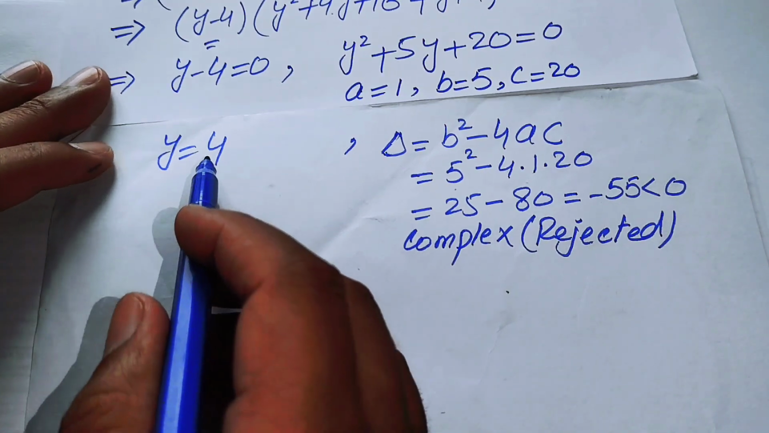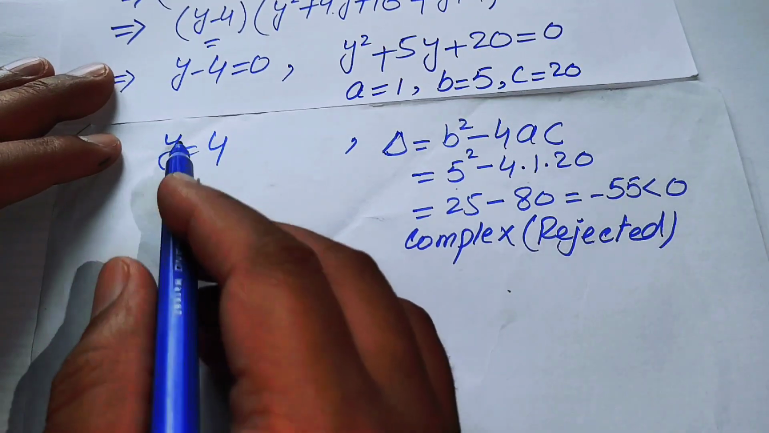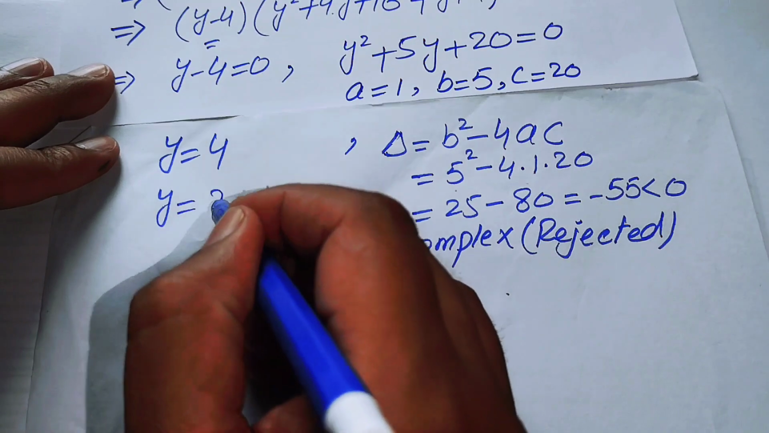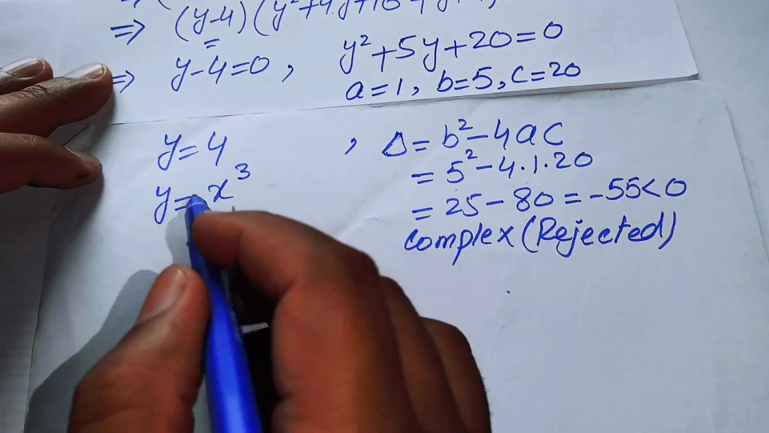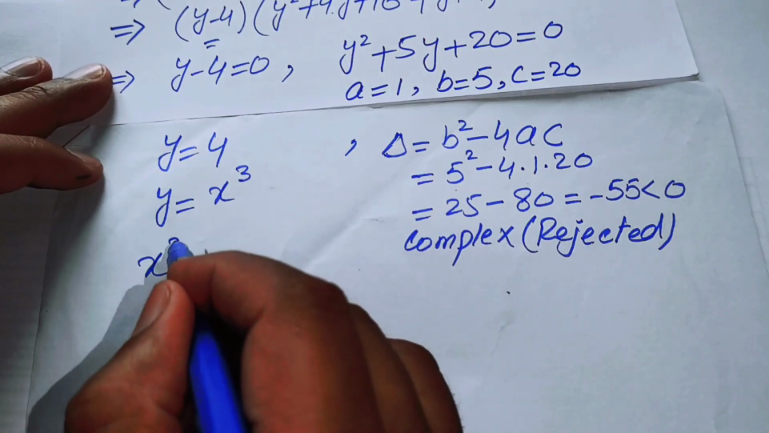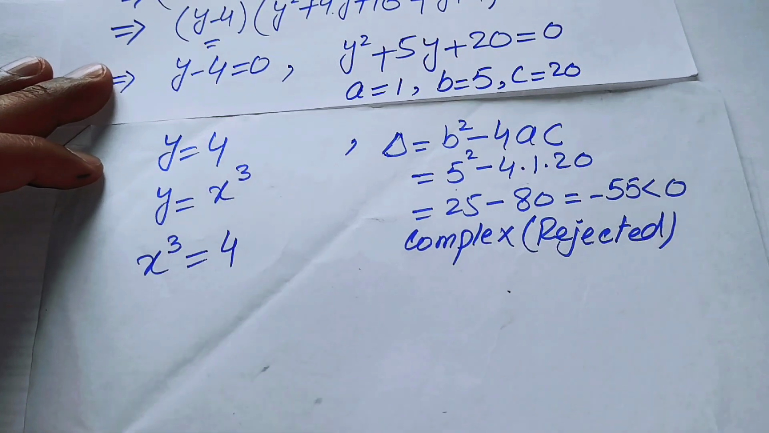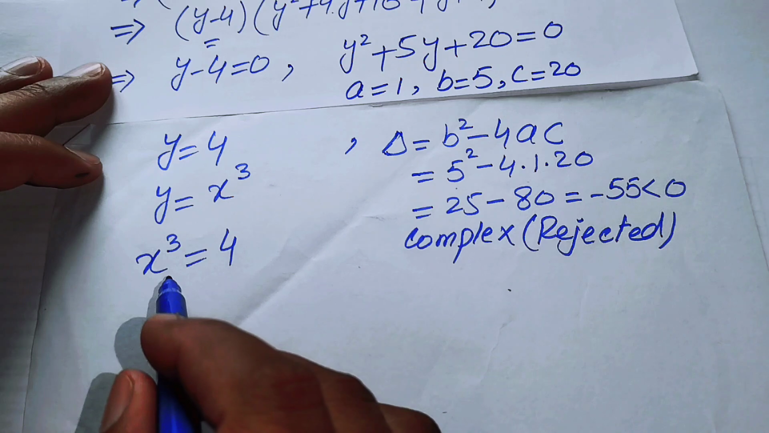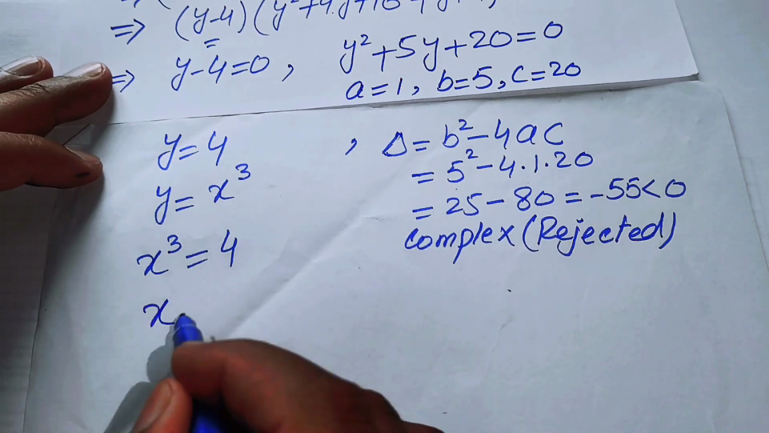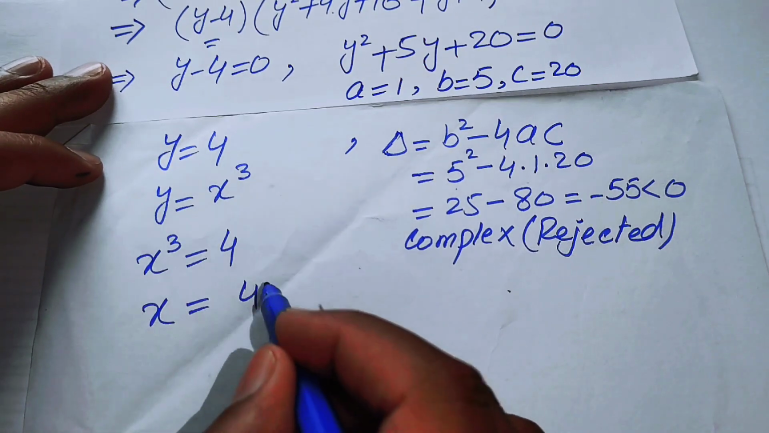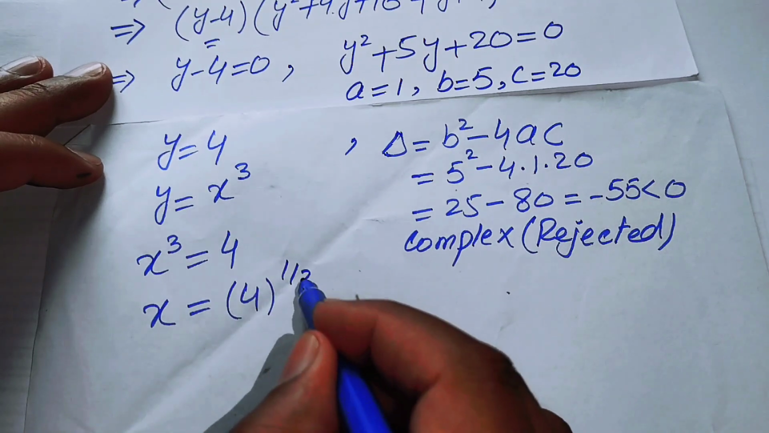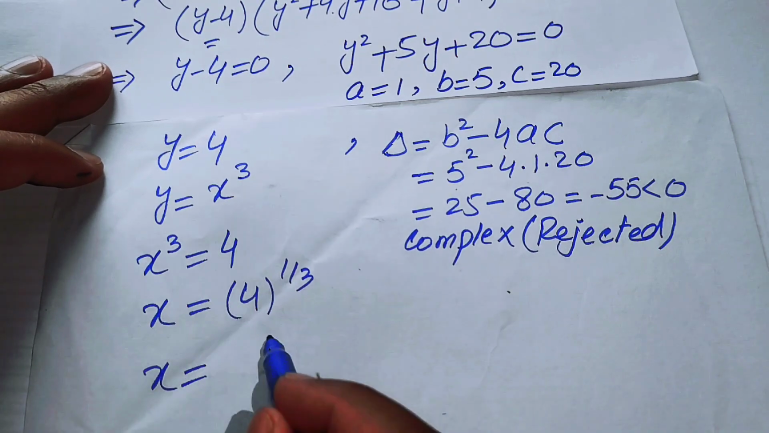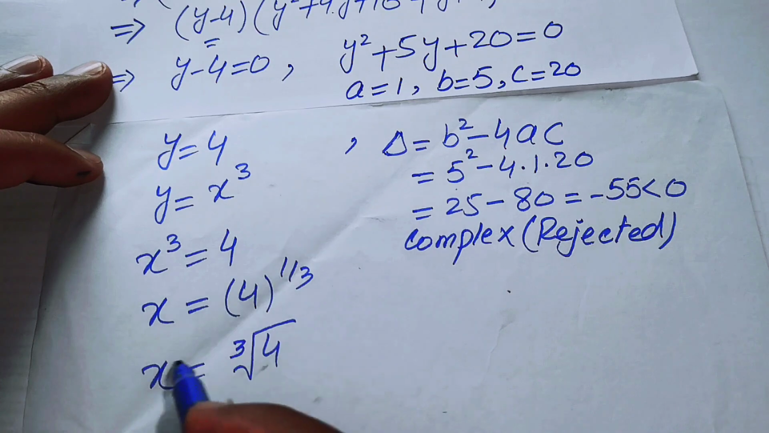And in this case we have y is equal to 4, and at the start of the question we took y is equal to x cubed. So I can substitute this value of y, and it becomes x cubed is equal to 4, and after taking the cube root on both sides, it becomes x is equal to 4 to the power of 1 over 3, or we can write it as its cube root in this form.